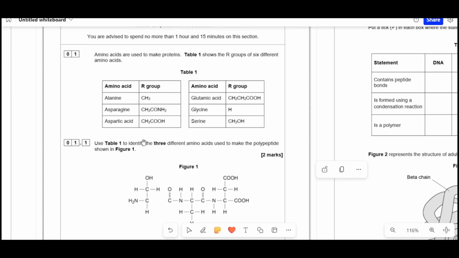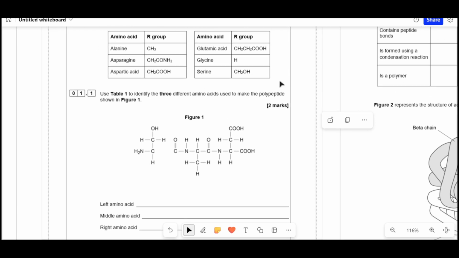Amino acids are used to make proteins. Table 1 shows the R groups of 6 different amino acids. Use table 1 to identify 3 different amino acids used to make the polypeptide shown in this figure.